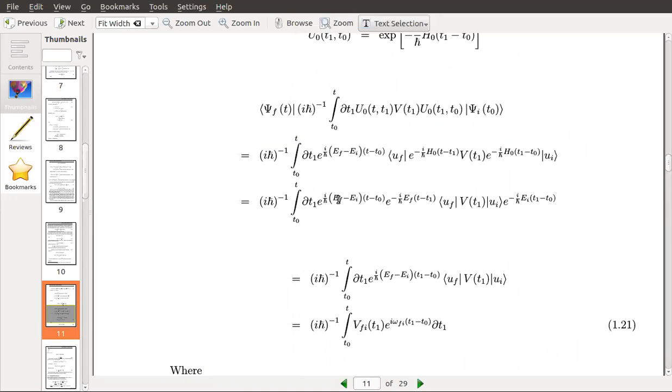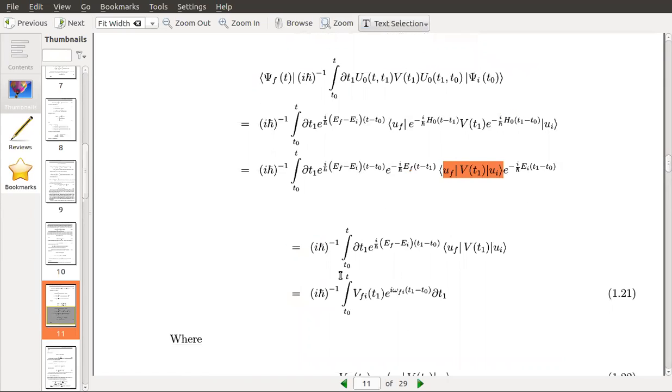So you get (Ef minus Ei)(t minus t0), then e to the power of minus i by h cross. When H0 is acting on uf, you get Ef. When H0 is acting on ui, you get Ei. And that ui, uf here. This comes and this comes after the action.